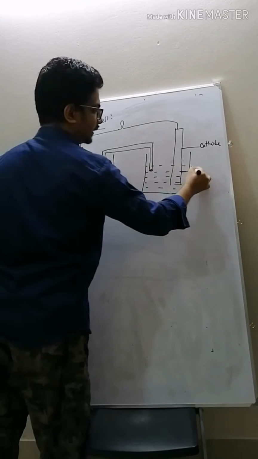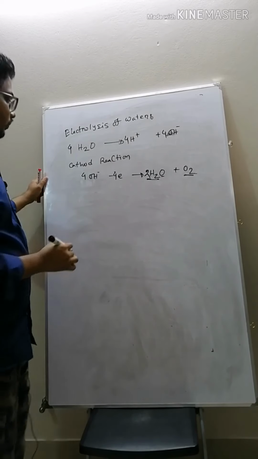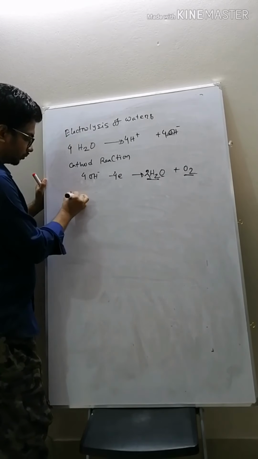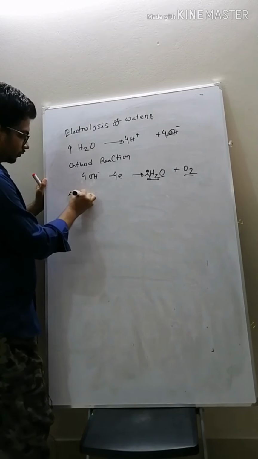Okay, we need 4 hydroxide ions, and 4 hydroxide will be produced from 4 water molecules. That means 4 water molecules will produce 4 hydroxide and 4 H plus ions. In the other electrode reaction, the 4 H plus will receive 4 electrons and it will produce 2 molecules of hydrogen. It is the reaction of this electrolysis. We have to memorize it.